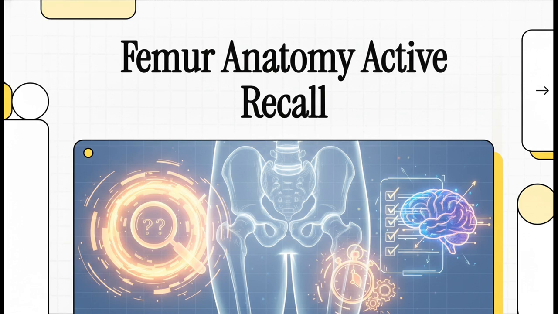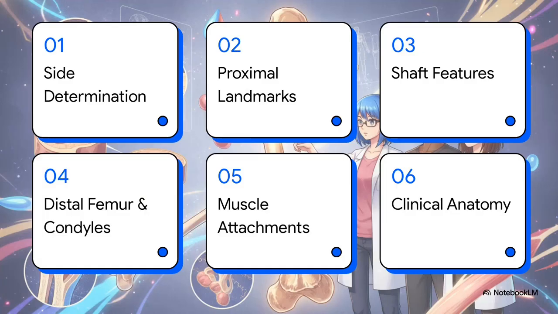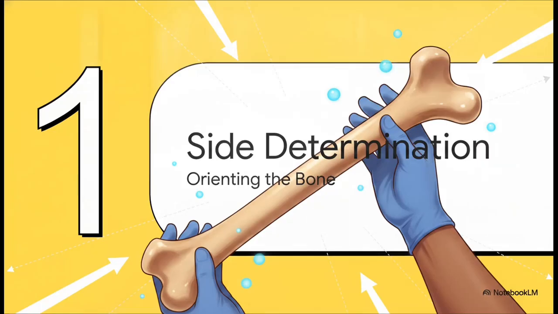We'll present a concept, give you a moment to lock in your answer, and then we'll break down the high-yield explanation. Here is our roadmap for today. We're covering 1. Orientation and side determination. 2. Proximal femur landmarks. 3. Features of the shaft. 4. Distal femur and condyles. 5. Key muscle attachments. And finally, 6. Clinical anatomy and fractures.